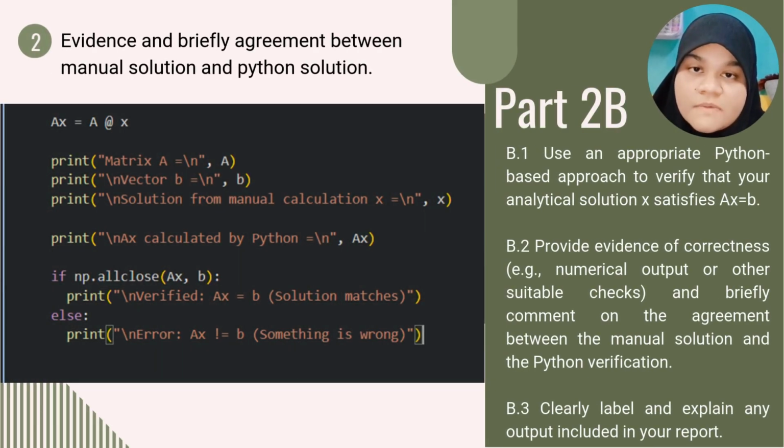Step 2. Matrix multiplication AX. Python then performs matrix multiplication between A and X. Mathematically, this operation computes the dot product of each row of A with the vector X. This produces a new vector that represents the left-hand side of the system.